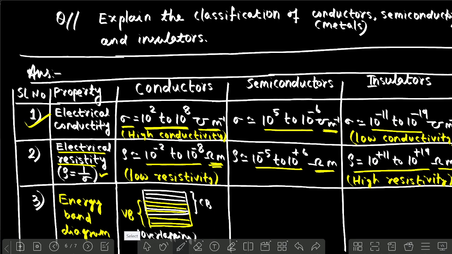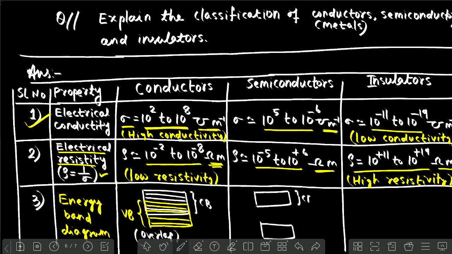Overlapping means their energy levels are mixed here. So an electron which is available for the valence band is also available for the conduction band. So there is overlap of the conduction band and valence band. Now for the semiconductor, let me take the conduction band and valence band.